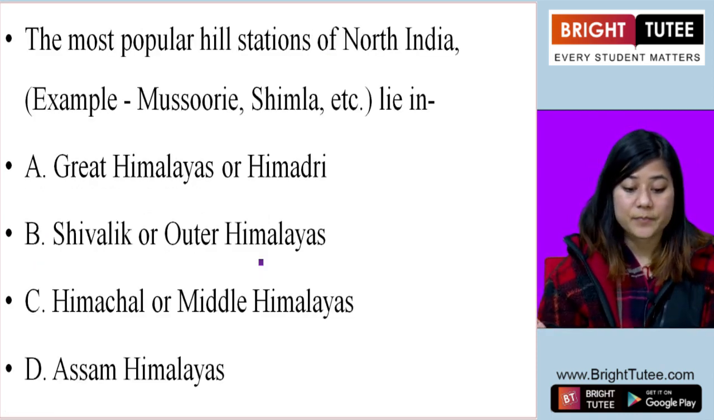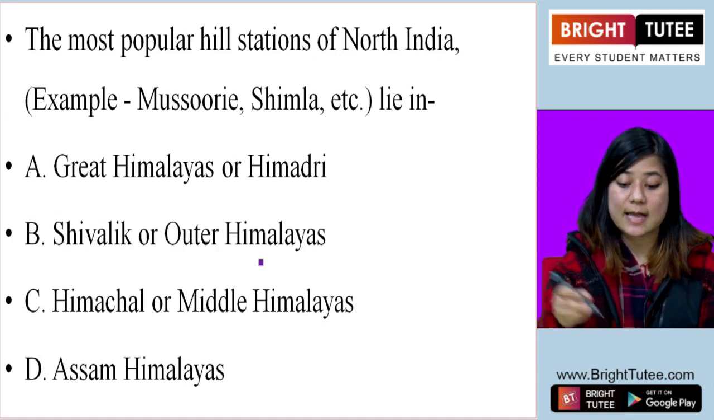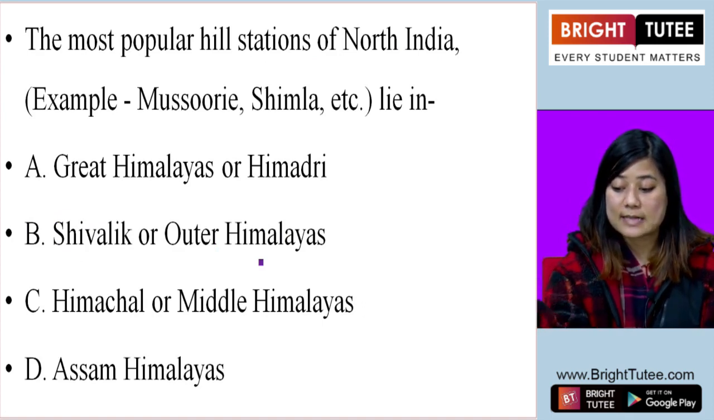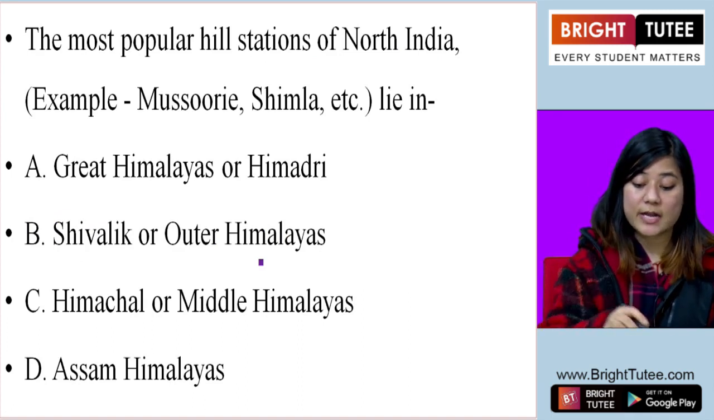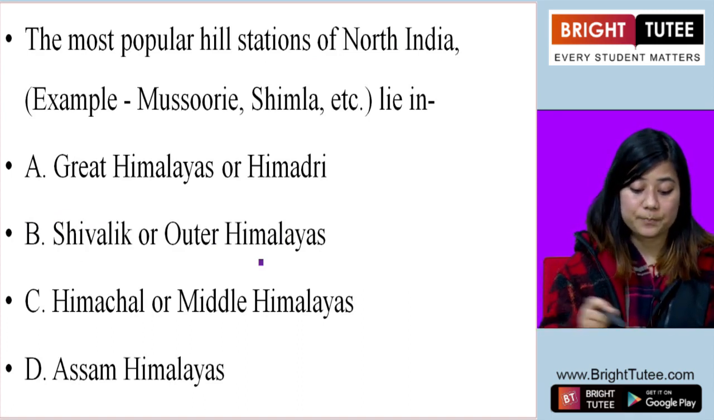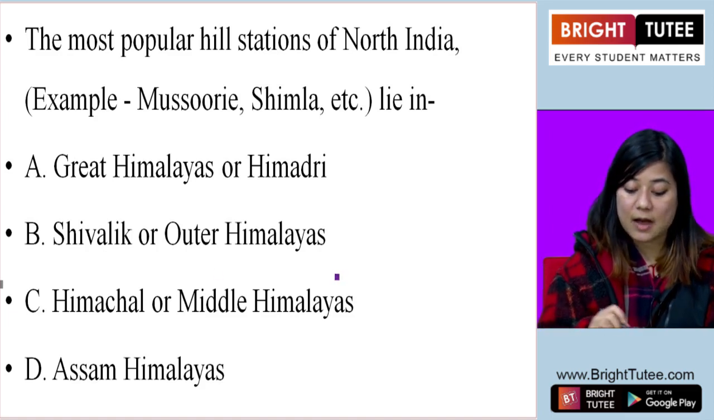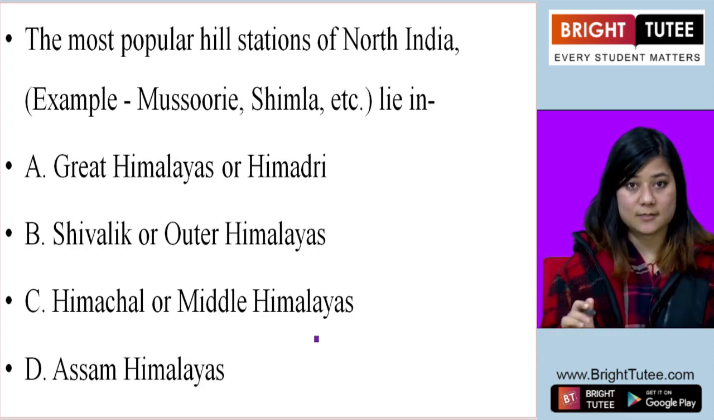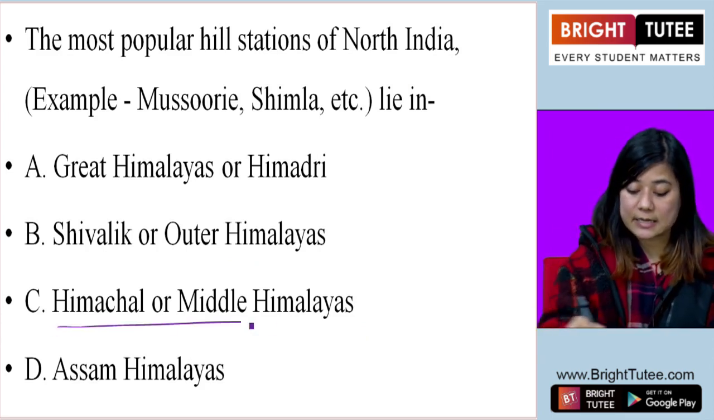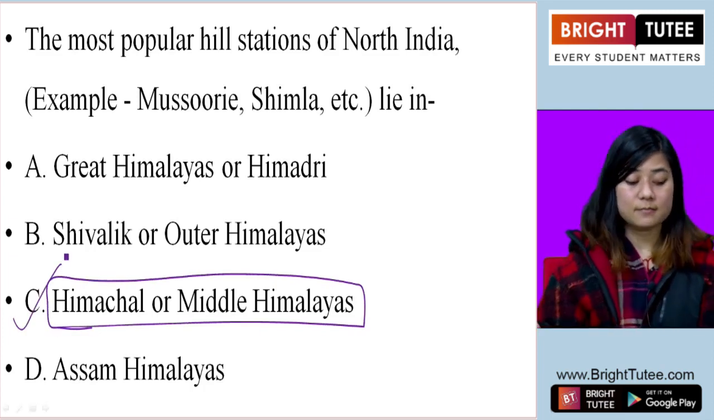The next. The most popular hill stations of North India, for example Mussoorie, Shimla, etc., lie in: Option A, Great Himalayas or Himadri; B, Shivalik or Outer Himalayas; C, Himachal or Middle Himalayas; D, Assam Himalayas. It is C, Himachal or Middle Himalayas. Okay.